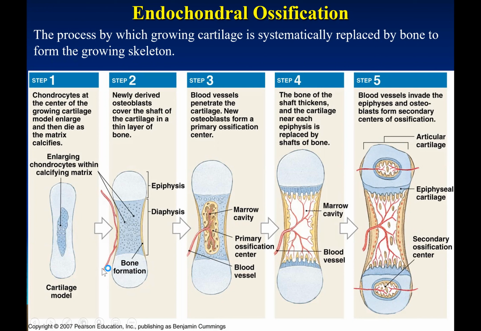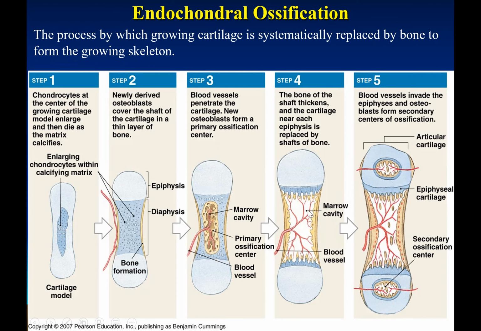Newly formed osteoblast. So here you can see how an artery is attracted to this hyaline model. As the artery nourishes the shaft of the bone, it will lay a thin layer of bone here. So the osteoblast is laying down bone tissue. Very soon the artery is going to penetrate into the hyaline model, and differentiation happens here, and then the new osteoblasts will form a primary ossification center.